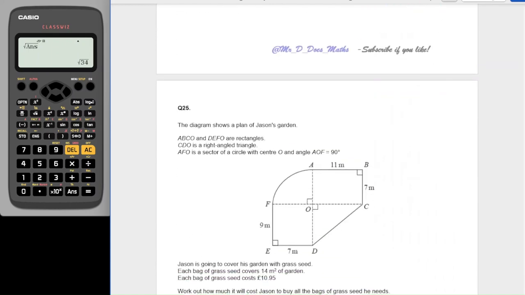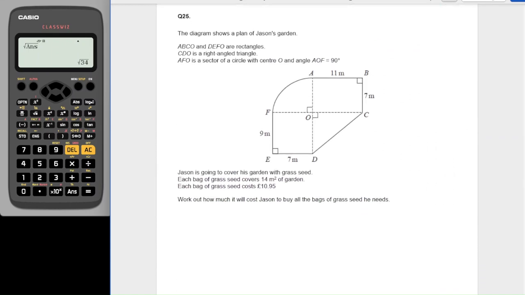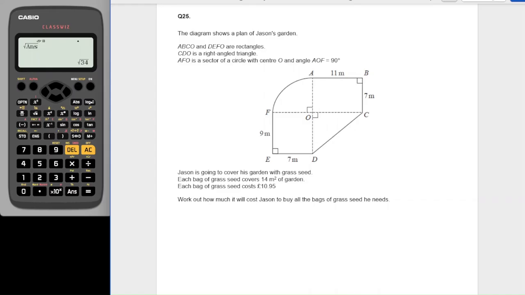Okay, question 25. The diagram shows the plan of Jason's garden. Interesting shaped garden. A, B, C, O and D, E, F, O are rectangles. C, D, O is a right angle triangle. And AFO is the sector of a circle with a center of O and an angle of AOF is equal to 90 degrees. So all that information is given in the diagram.